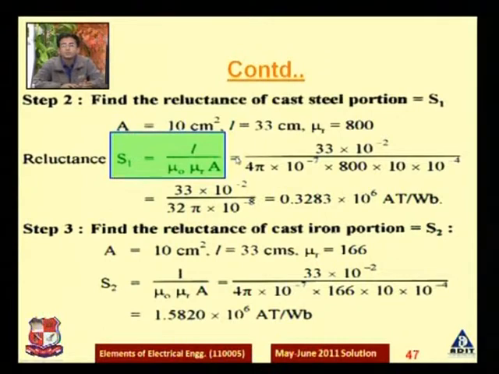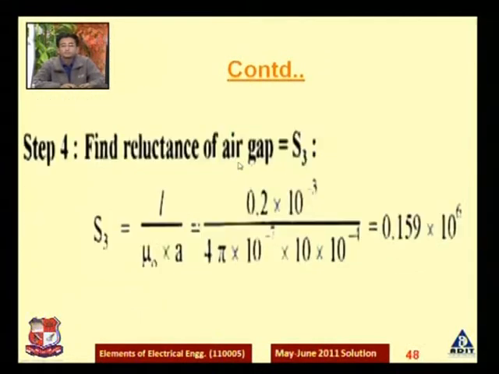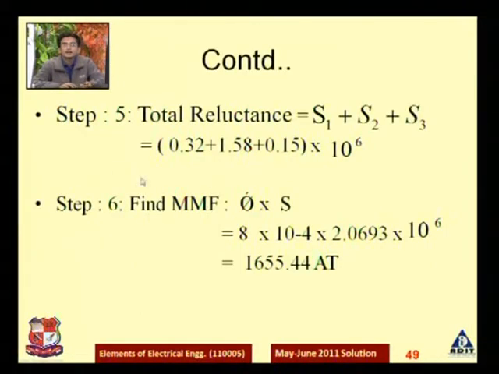So remember this formula to find out the reluctance of a circuit. Now after finding the reluctance of the cast iron and cast steel, you need to also find out the reluctance of the air gap. So the same formula you can apply and you can find out the reluctance of the air gap. After finding the reluctance of the air gap, you can do the addition of three reluctances S1, S2 and S3.